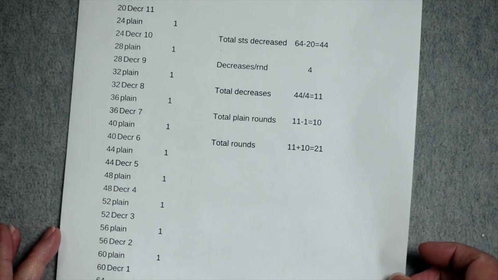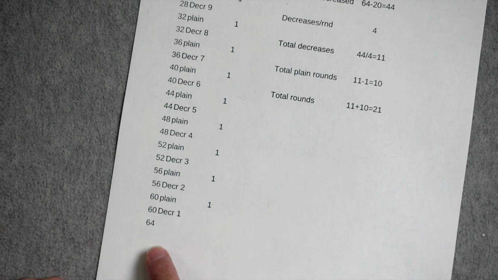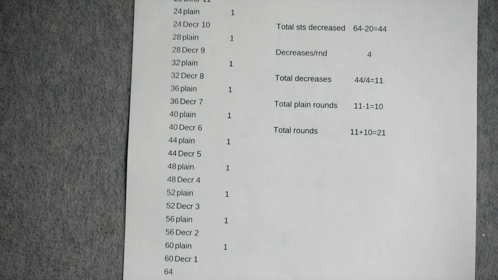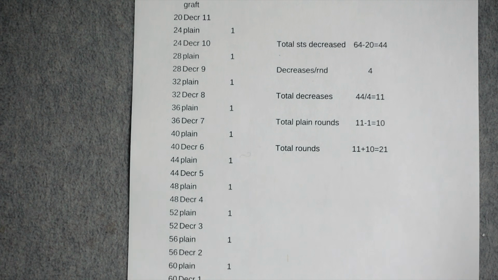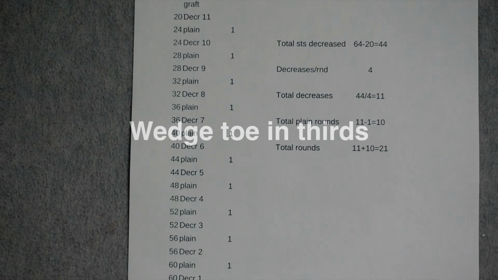So if you want to look at how that's laid out, you can see if you start with 64 stitches and then you decrease, you have this plain round like this. So you can lay it out like this and you can see how that maps out and understand how those 21 rows are distributed.